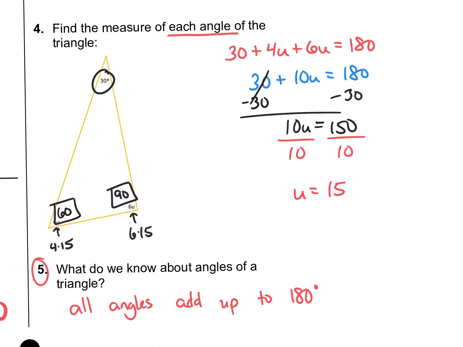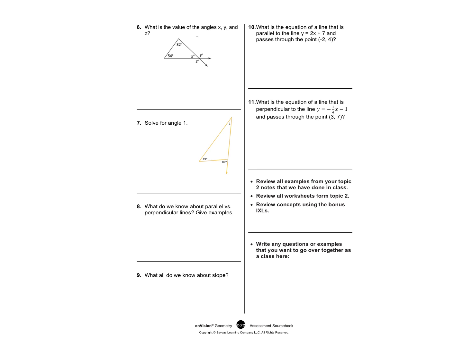How can you check if your answer is right? Add up to 180. If all three of those add up to 180, you're good. If they don't, where do you think you went wrong? You probably got the wrong U value, right? So which means you probably did something wrong in your algebra. Okay, so use that. Be problem solvers. Check your answers there. Okay. Flip to the back side here.